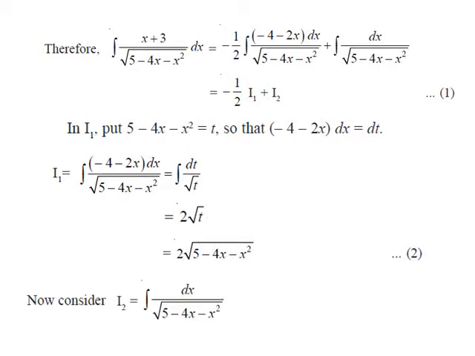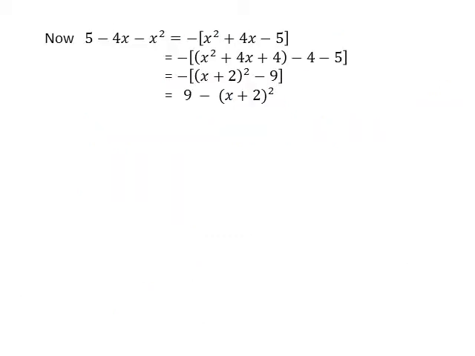Now consider I2 equals to integral of 1 upon square root of 5 minus 4x minus x square with respect to x. This is integral of the form 1 upon square root of quadratic. Now write 5 minus 4x minus x square equals to minus of x square plus 4x minus 5. Add and subtract half coefficient of x whole square, that is 4. Then write x square plus 4x plus 4 equals to x plus 2 whole square. Simplify it, we get 9 minus x plus 2 whole square.